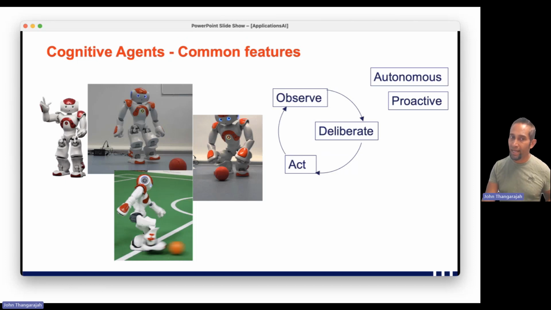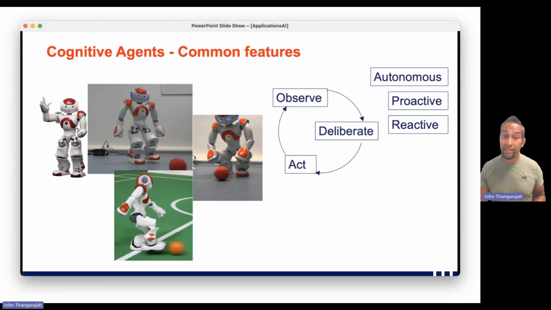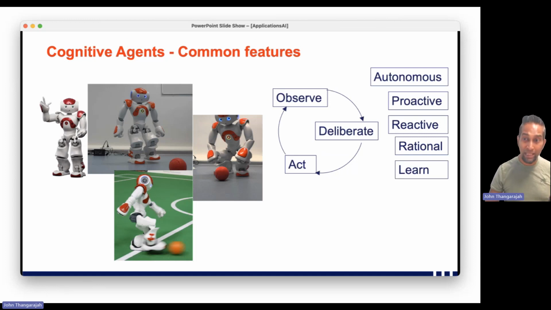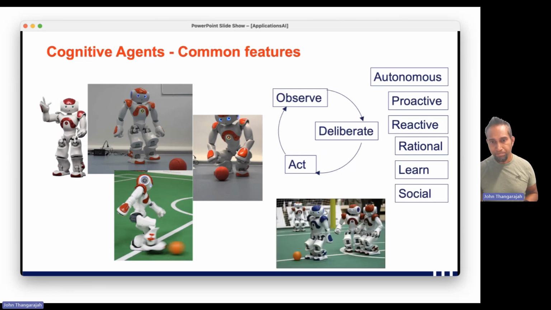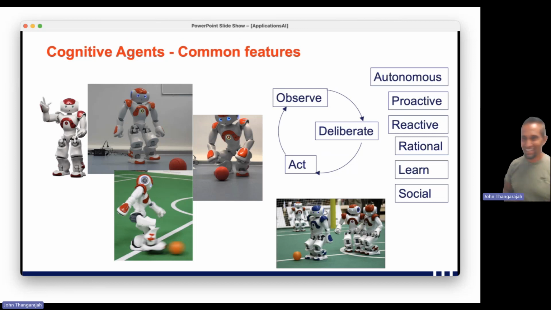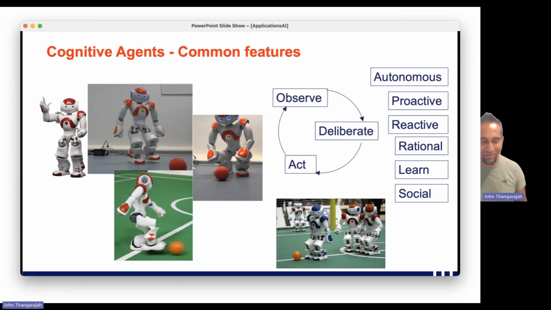I see a ball there, and I make a proactive decision to go up to the ball and figure out what to do. I'm reactive. When I'm going up to the ball, if I see an obstacle, I'm going to avoid it, right? So I'm reactive in that sense. I'm rational. I see the ball, I'm not just going to pick it up and throw it away, right? Or if I'm playing soccer, I'm not going to kick it to the opponent's goal. I'm rational in what I do, and I try to learn. So over time, I'm going to learn how to kick the ball and perhaps learn how to play soccer. And indeed, we do with these robots, we do learn how to play soccer, and I'll show you some examples right at the end of this presentation.